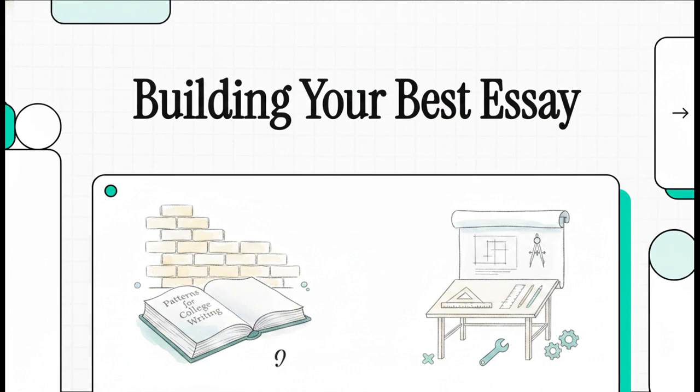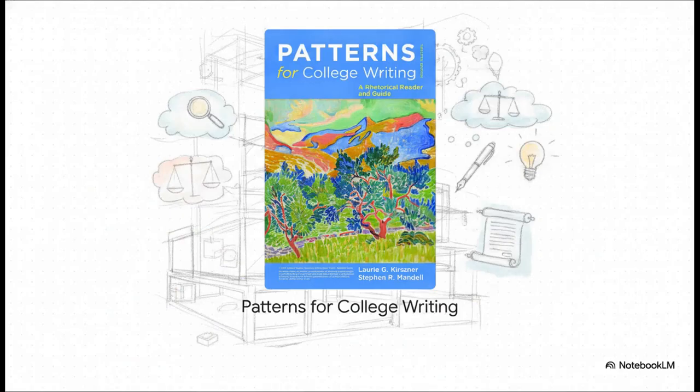We're going to explore the precise tools, terms, and techniques that professional writers use to build rock-solid arguments from the ground up. Patterns for College Writing acts as our master manual. It provides the exact toolkit and vocabulary that pros use to construct a masterpiece. Throughout this explainer, we're going to explicitly define the most essential technical concepts from this book. That way, you'll have the exact terminology and structural know-how you need to start building.